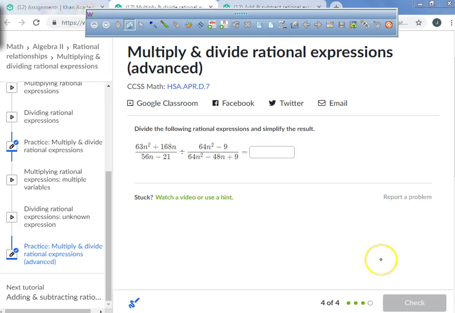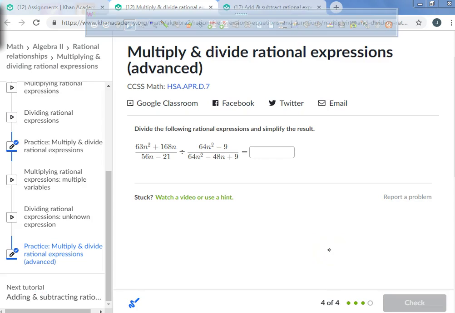In this video, we're going to be talking about how to multiply and divide rational expressions. We're also going to be adding and/or subtracting rational expressions. We're going to start out with the multiplication or division.